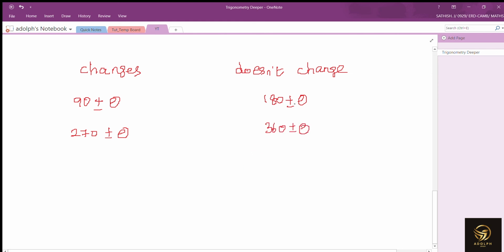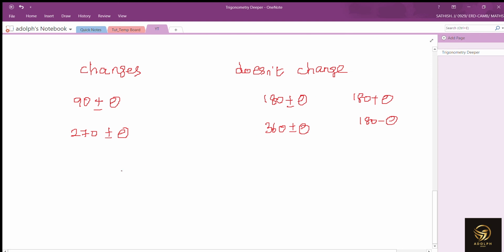Don't be confused about what plus or minus means. Instead of writing 180 plus theta and 180 minus theta, I have combined them and written it as 180 plus or minus theta. So in both the cases, these two will not get changed.